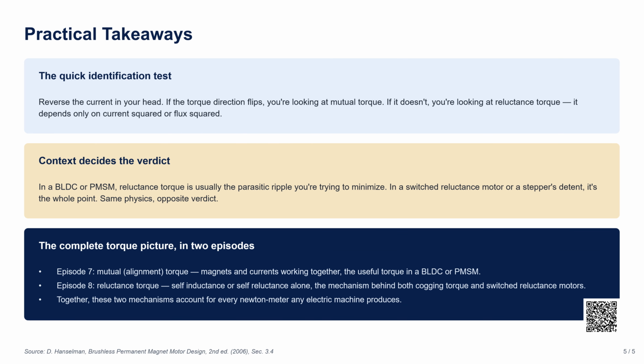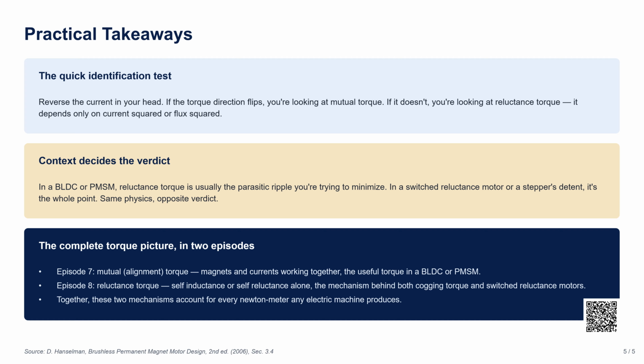Let's close with the practical version of everything we've covered. First, the quick identification test. Reverse the current in your head. Torque flips, it's mutual. Torque doesn't flip, it's reluctance, because it only depends on current squared, or flux squared.